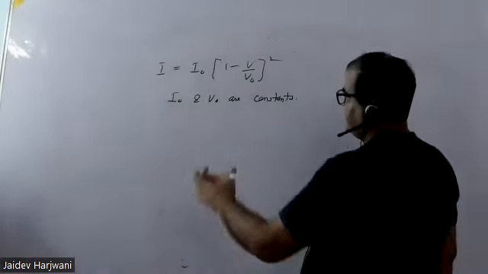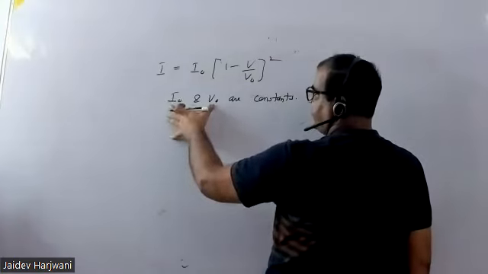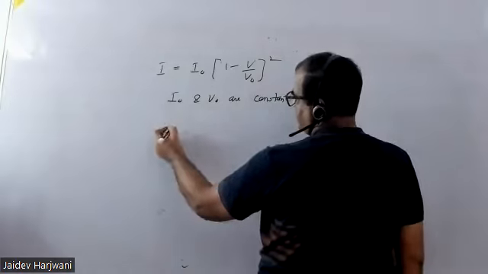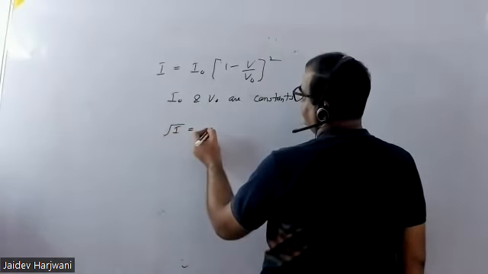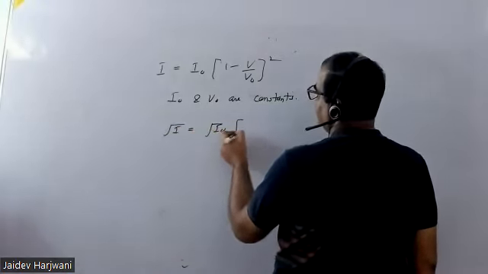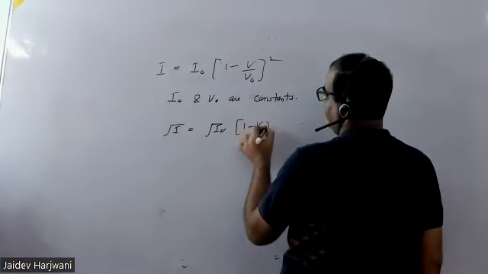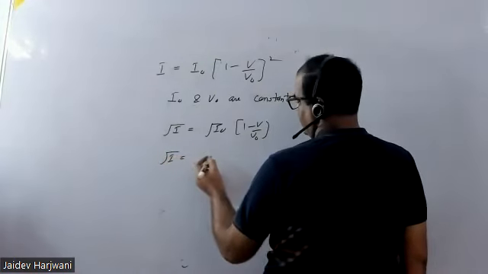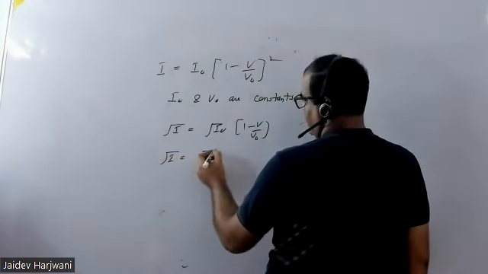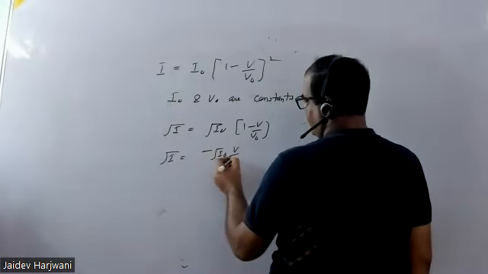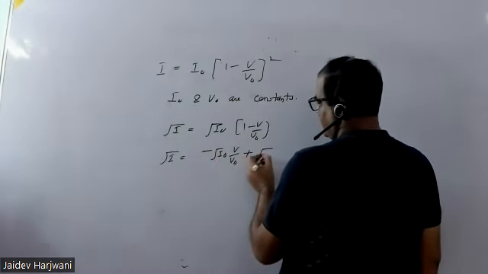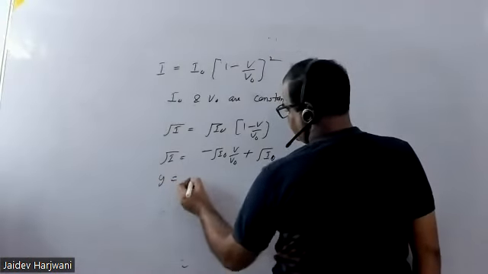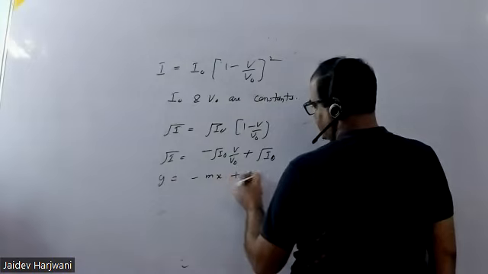So if I want to get these parameters geometrically, how can I get them? Let us take the square root. So this will be under root I equals under root I naught into 1 minus V upon V naught. Now if I plot under root I, this is minus under root I naught V upon V naught plus under root I naught. So this is an equation like y equals minus mx plus c.